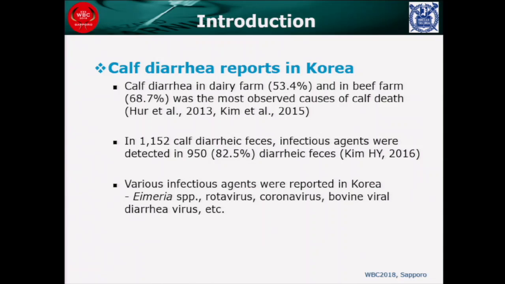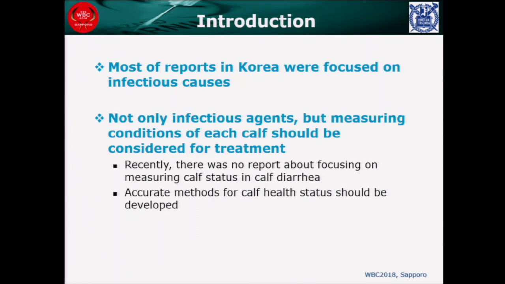In a presentation in 2016 in Korea, infectious agents were detected in 950 diarrheic feces samples, which was more than 80%. And more than 15 infectious agents were reported in Korea, including Eimeria species, rotavirus, coronavirus, and bovine viral diarrhea virus. However, most reports in Korea were focused on infectious causes.